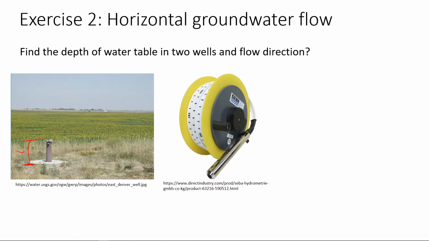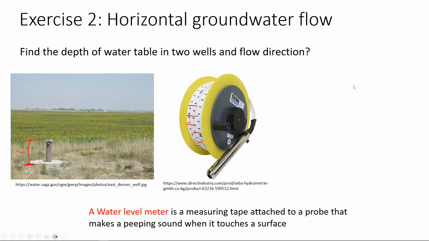And then this is your water level meter. We have one here at FGCU. I think I showed it to you before in the video about the hydraulic gradient. But now you're seeing two of them. That one is from a different company. So you basically put this down, and it will beep once it hits the water. And then you have a tape here, and you read the measurement. So the water level meter is a measuring tape attached to a probe that makes a beeping sound when it hits water.